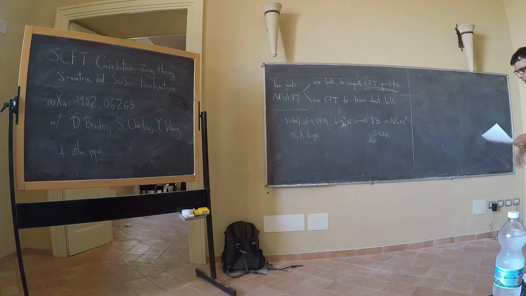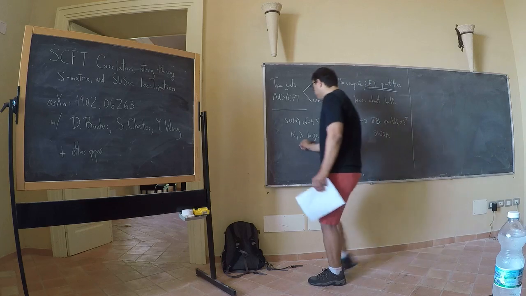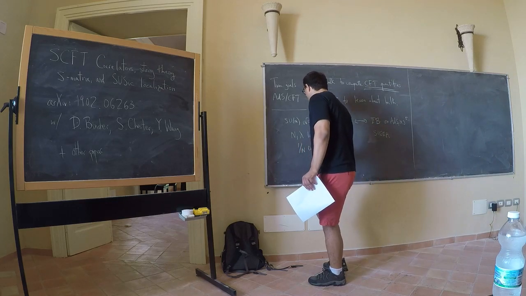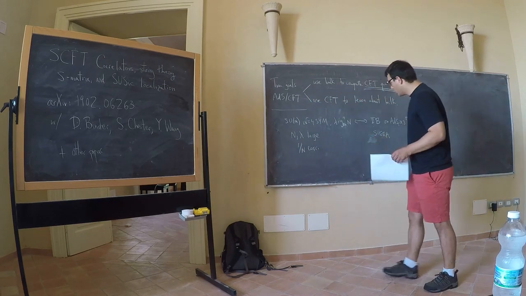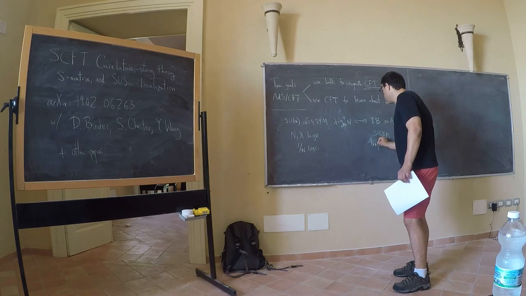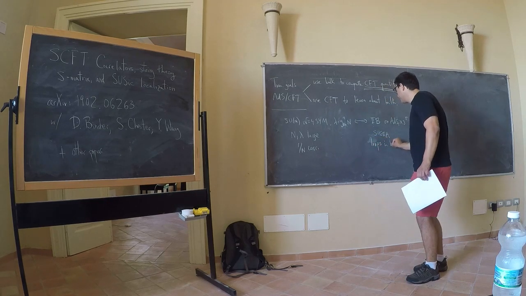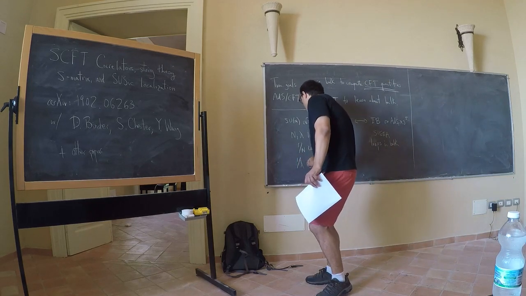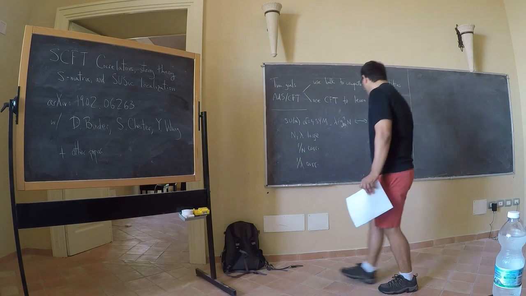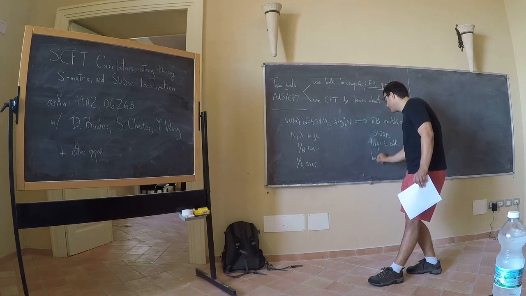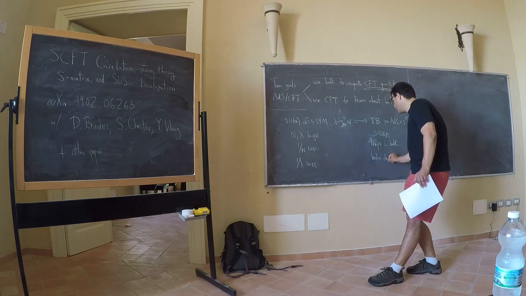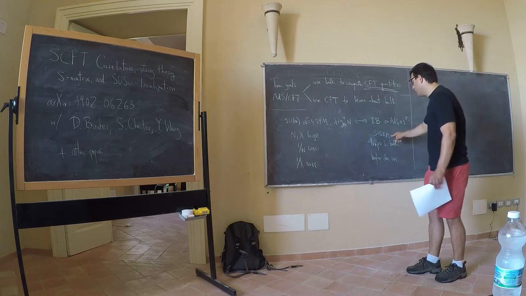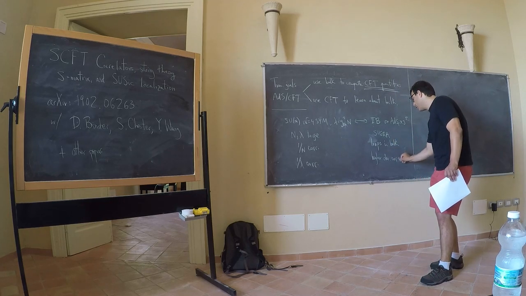On this side, 1 over N corrections would correspond to loops in the bulk. And 1 over lambda corrections would correspond to high derivative corrections. So supergravity is a two-derivative theory, and we have high derivative corrections.